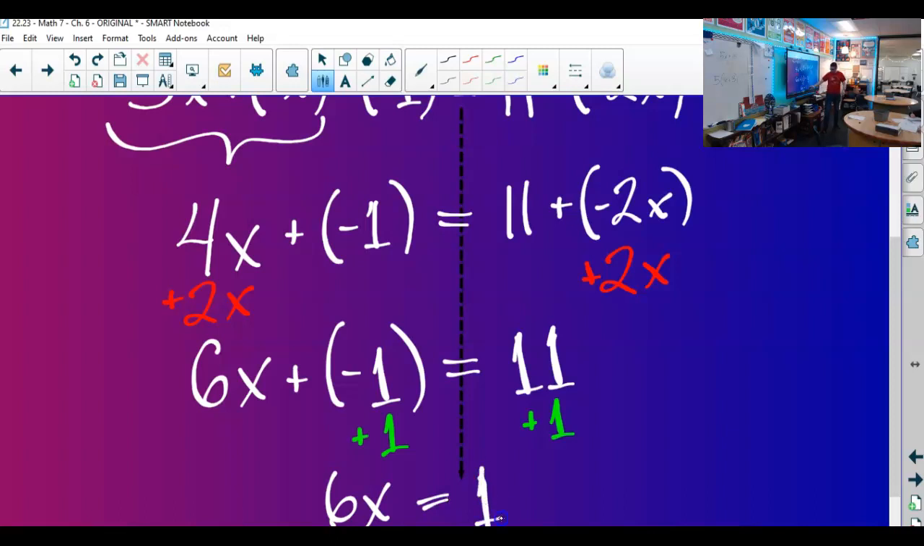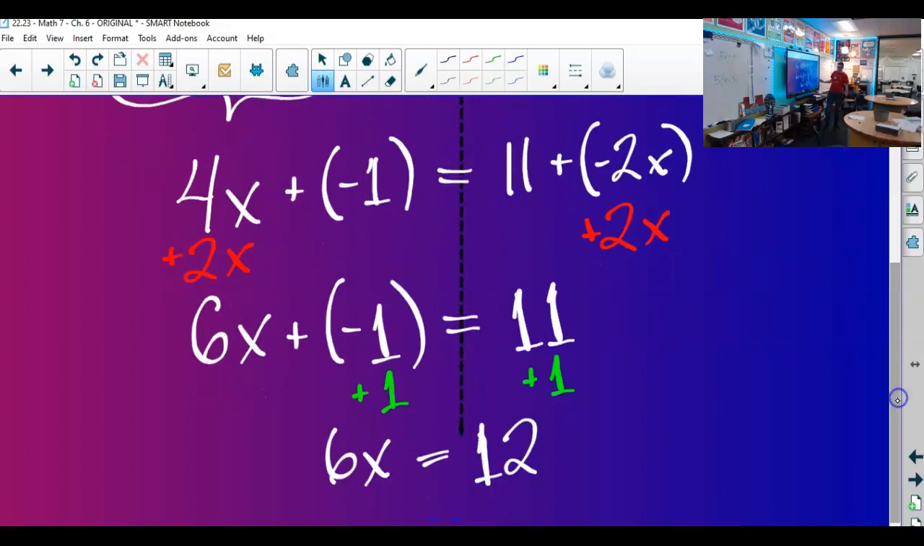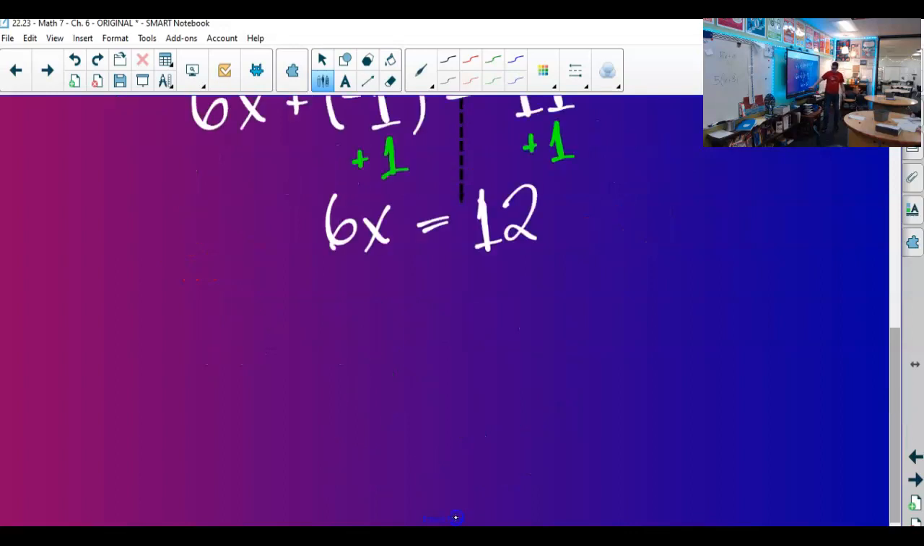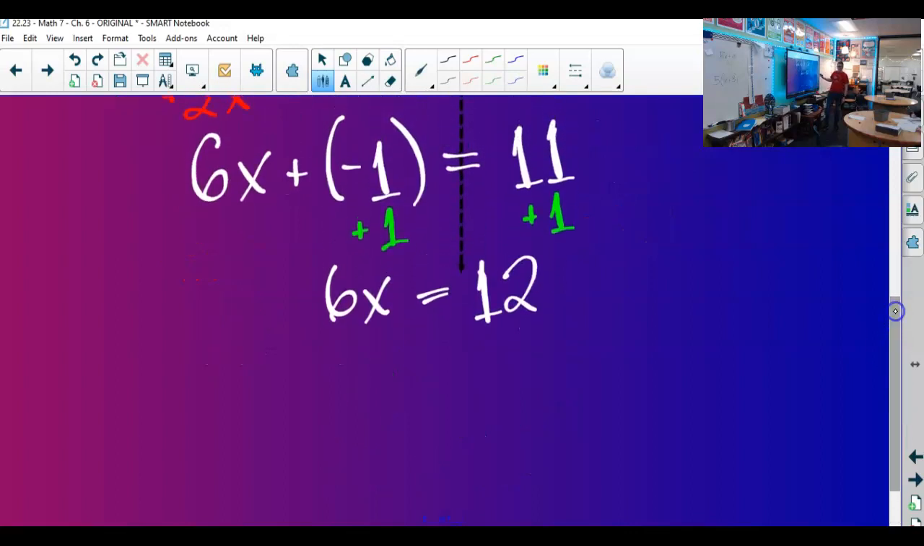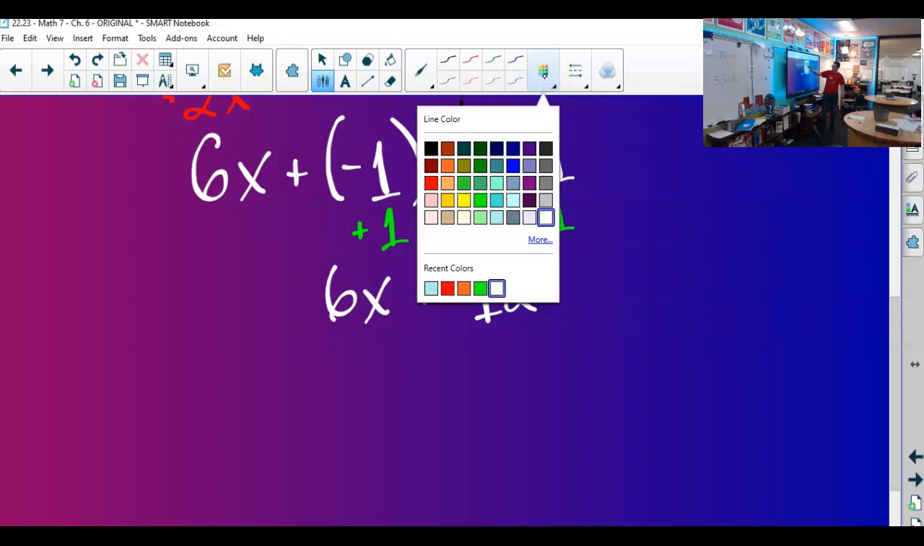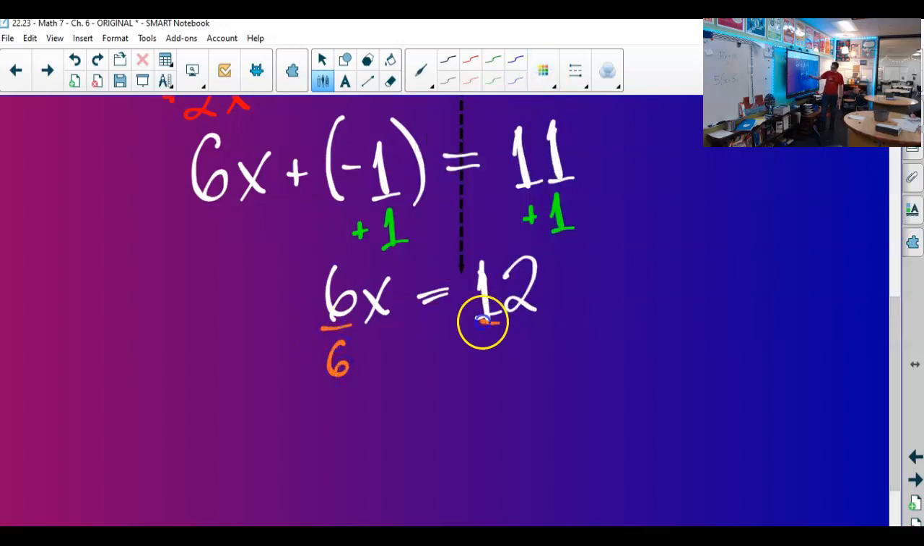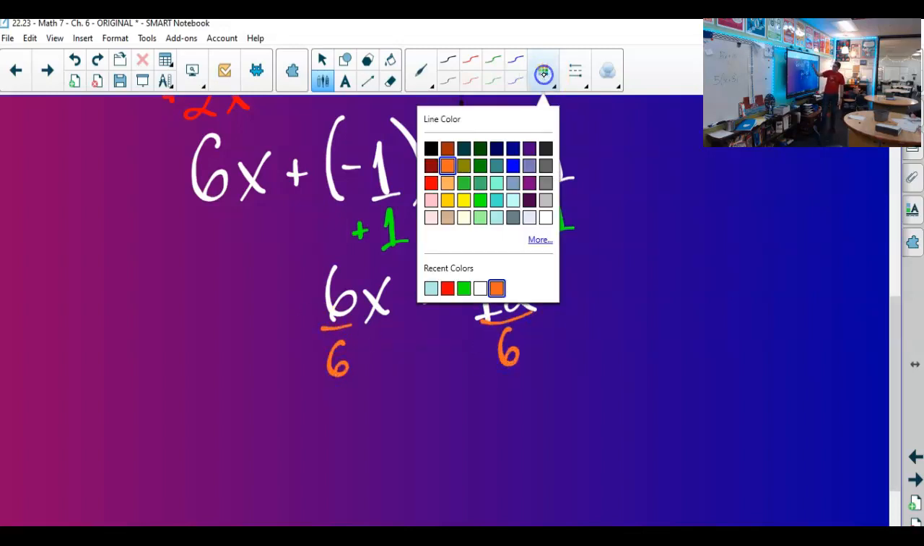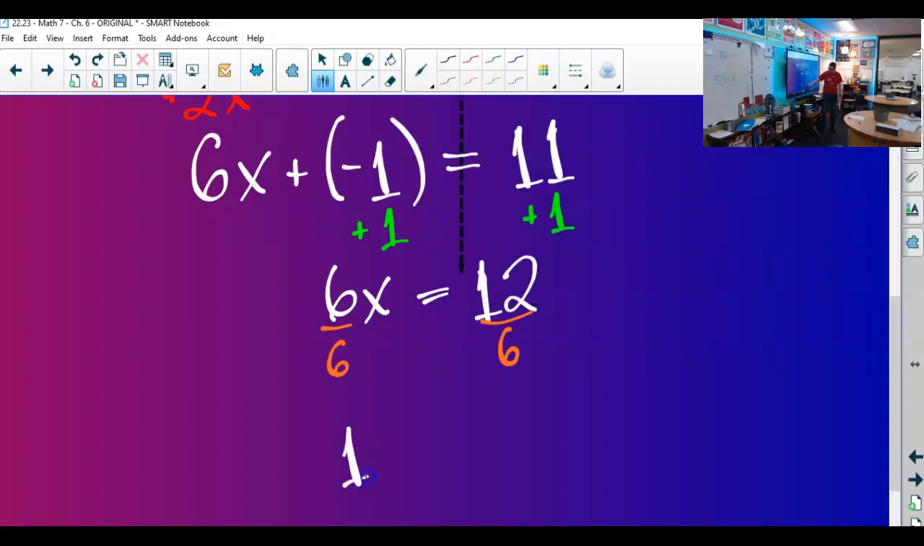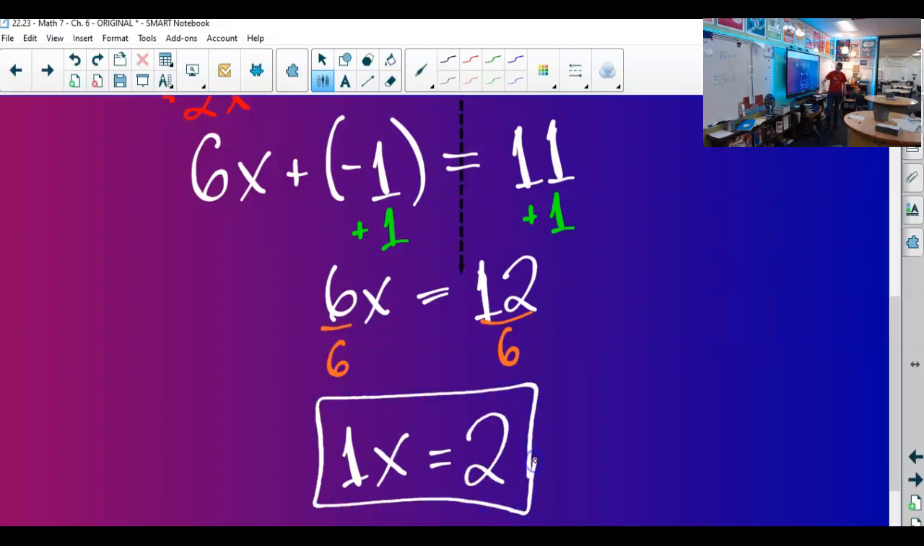So now we get 6x equal to, what'd you say? 12. And then, you want to take us home? Don't you divide it? By what? Yeah, because we want to get rid of that 6. Divide by 6 on both sides. And 1x, which is our goal. What's 12 divided by 6? 2. Questions on that one?